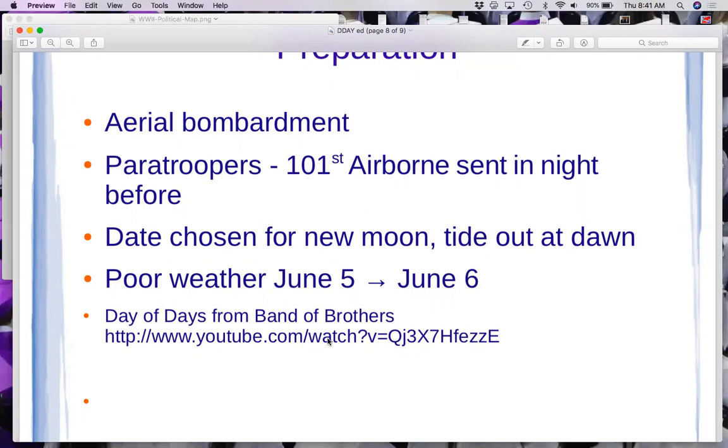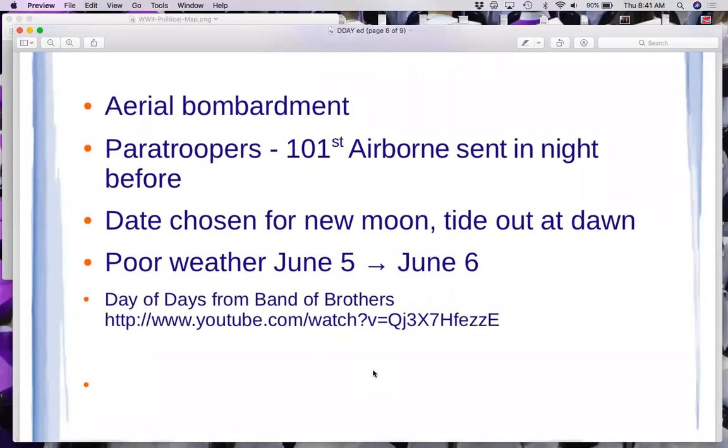The first one will be something from a PBS broadcast called Band of Brothers. It's about the 101st Airborne. I would just have you watch the very beginning of the first episode, called Day of Days. That's about the paratroopers going across. You don't have to watch the whole thing, but you can get a sense of what these men were up against and how they felt.